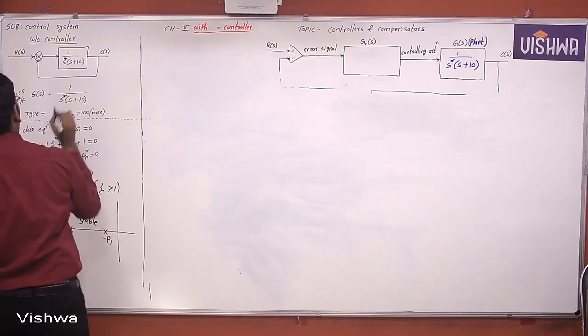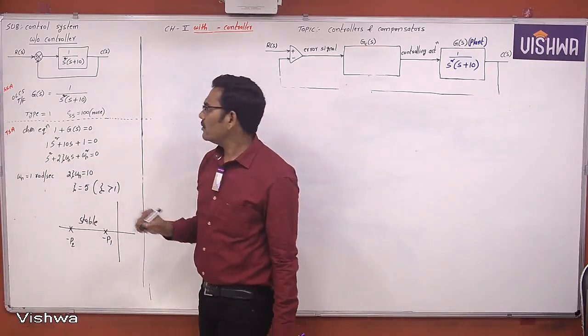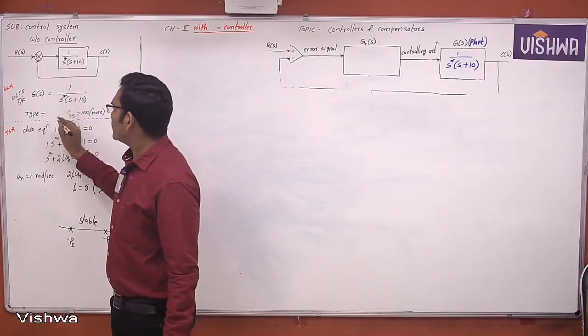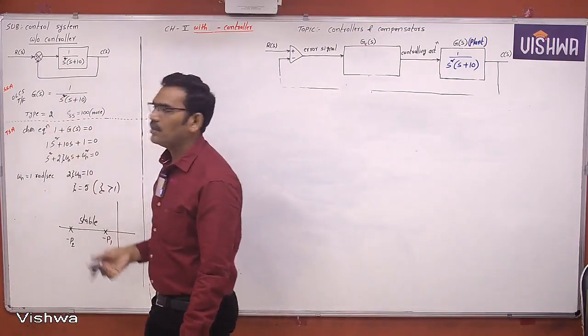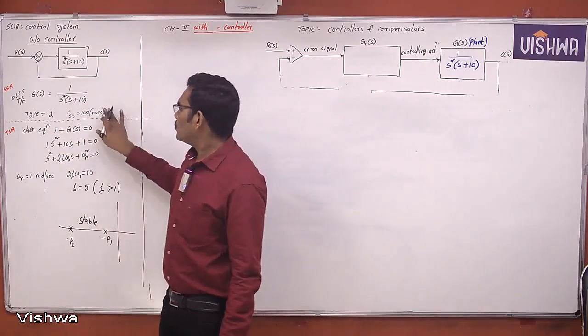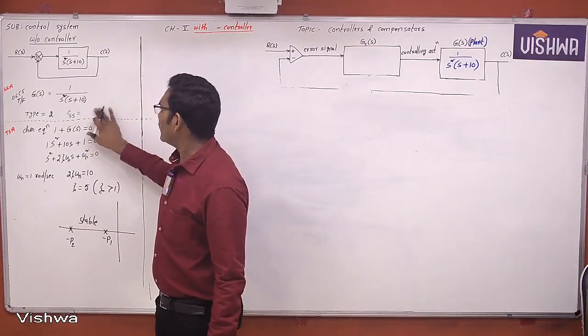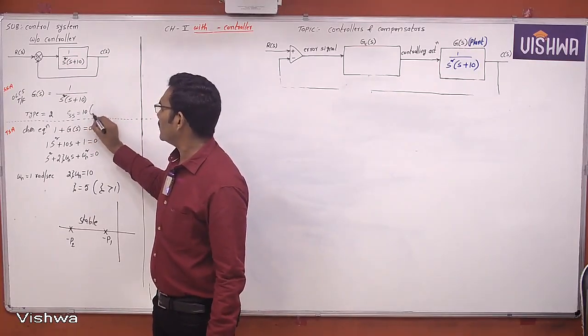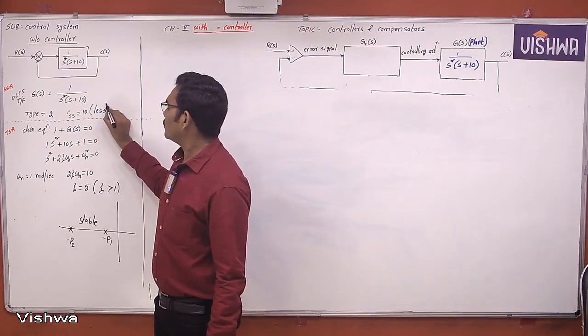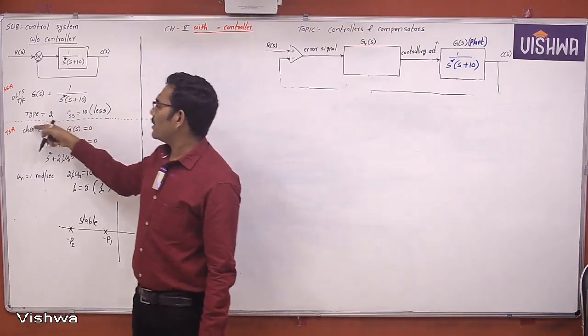1 by S square into S plus 10 means, students, 1 by S square means this is type equal to 2, which is good. Generally when the type is more, definitely the steady state error is somewhat less. Is it right or not? Because you know that. So now what about the transient state analysis?